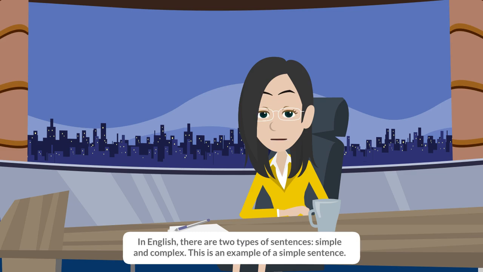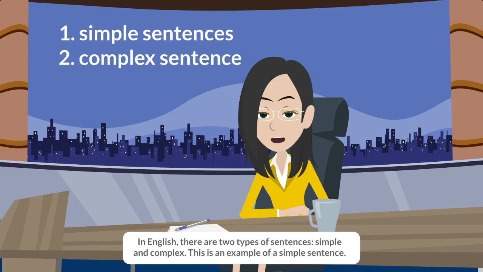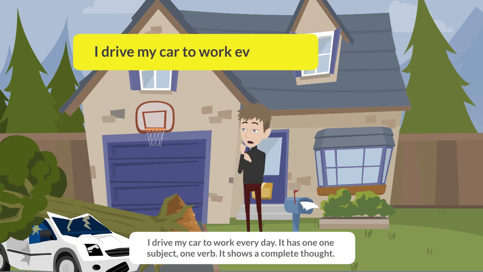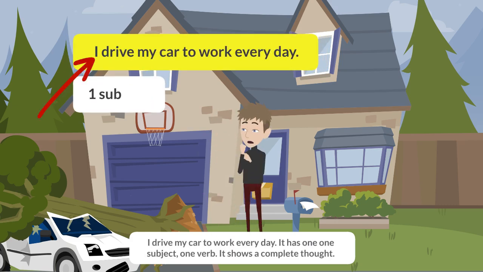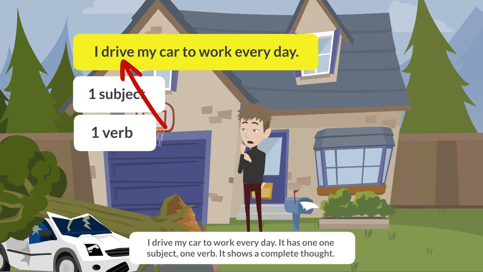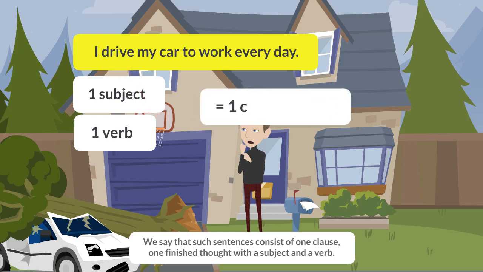In English, there are two types of sentences, simple and complex. This is an example of a simple sentence. I drive my car to work every day. It has one subject, one verb. It shows a complete thought. We say that such sentences consist of one clause, one finished thought with a subject and a verb.